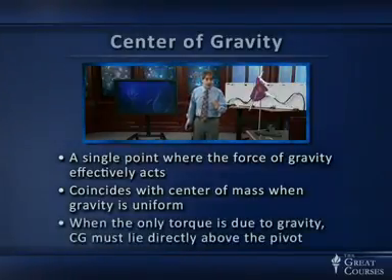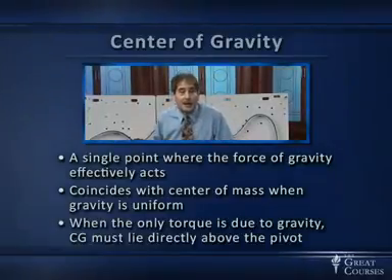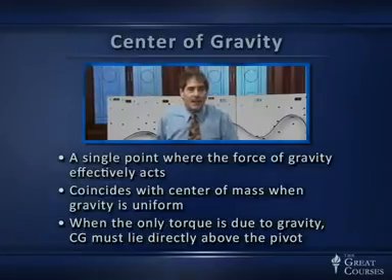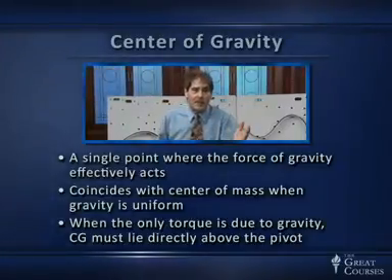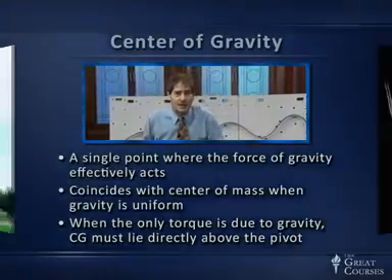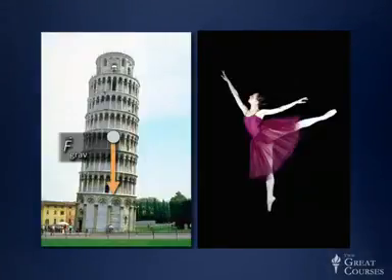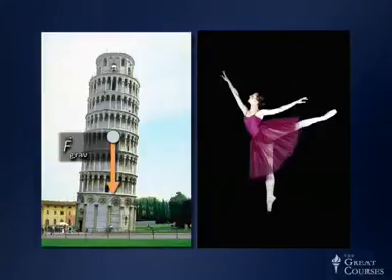When the only torque is due to gravity, so there are no other torques acting on the system, then the center of gravity must lie directly above the pivot. If it was a little bit off center, there would be a torque. Let's look at it in the context of these two pictures. So there is the gravitational force acting on the center of gravity of the Tower of Pisa, which is its center of mass, roughly in the middle of that cylindrical shaped structure. If there were just that force acting, then there would be a torque that would cause the tower to topple over to the right.